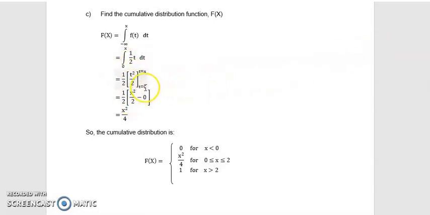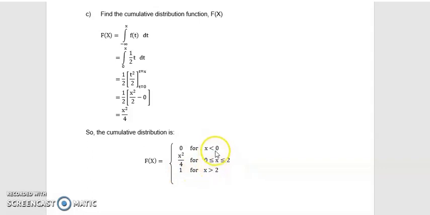Then substitute lower limit t equal to 0 and upper limit equal to x. Substitute the upper limit, so x square over 2, minus the lower limit, here you will get 0. So finally we will get a function of x squared over 4. How to write the cumulative distribution? F(x) equal to 0 for x less than 0, x squared over 4 for x greater or equal to 0 but less than or equal to 2, and 1 for x greater than 2.